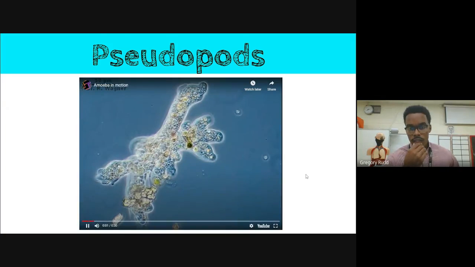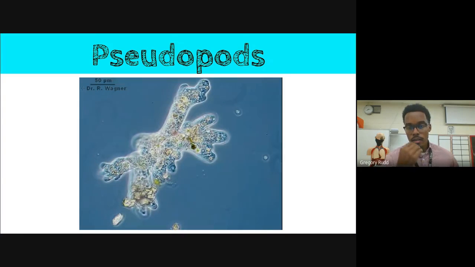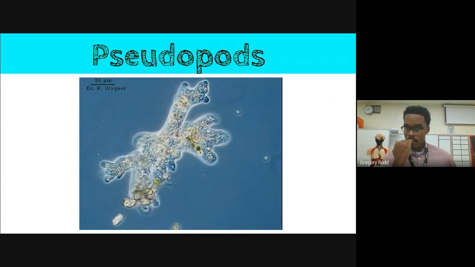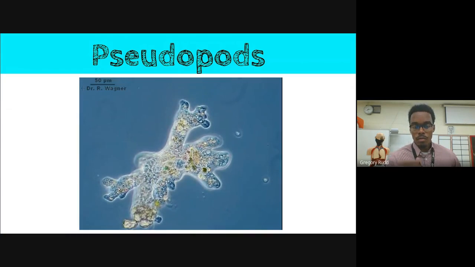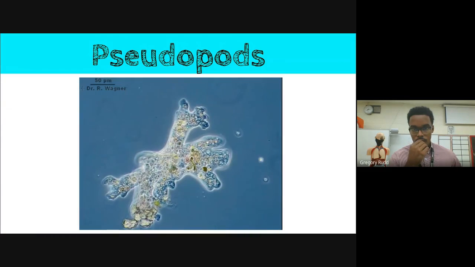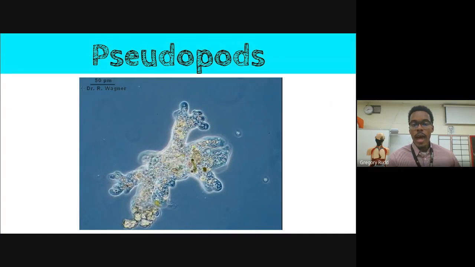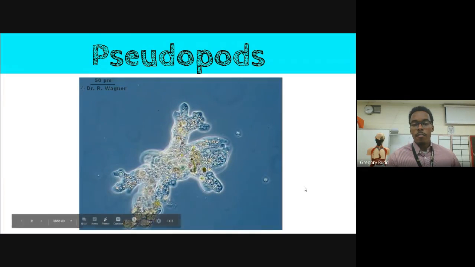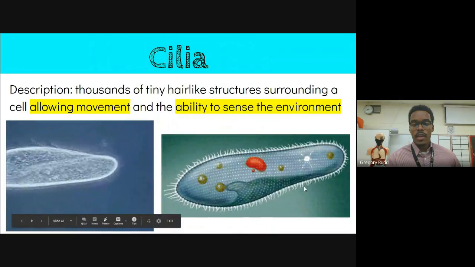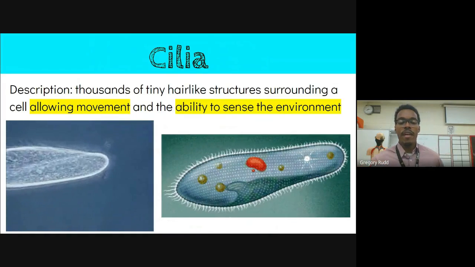So here's a slow video of this. You'll see that these temporary projections are coming out of the cell. The cell is extending itself, and it's really in search of food. Now, in reality, this can often happen faster than what we're seeing right now, but they've probably placed the cell in something that's pretty thick and sticky, so it just can't move that fast.